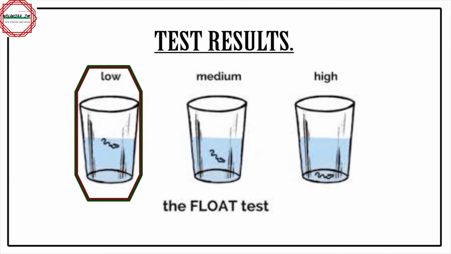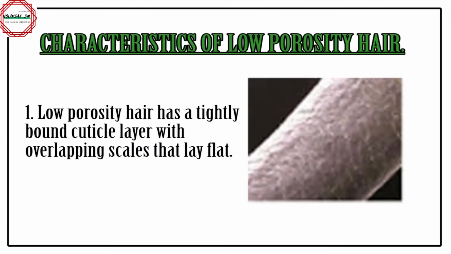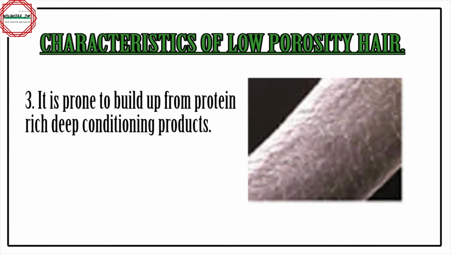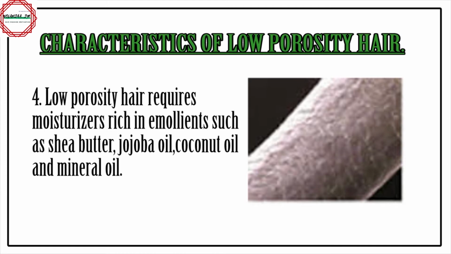Okay guys, so before we get to the steps that I normally follow to keep my hair moisturized, firstly let's look at the characteristics of low porosity hair so that you can understand your hair a lot easier. Low porosity hair has a tightly bound cuticle layer with overlapping scales that lay flat. This type is considered healthy and often very shiny. Low porosity hair repels moisture and it takes time for hair products to sink in. It is prone to build up from protein-rich deep conditioning products. Low porosity hair requires moisturizers rich in emollients such as shea butter, jojoba oil, coconut oil, and mineral oil.